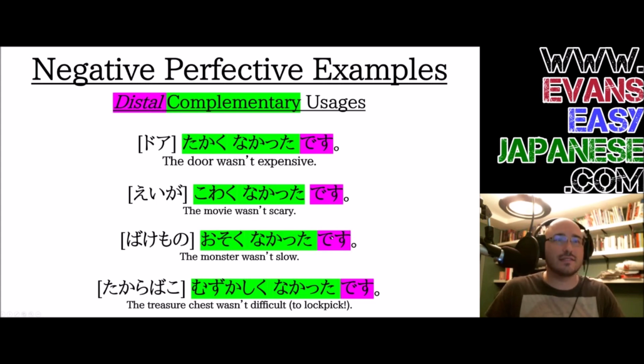Okay, now let's say we're talking about a monster, and your friend's like, which monster did you kill? Osoku nakatta desu. I'm sorry, that's not how this would work. Can you describe the monster? Osoku nakatta desu. Oh yeah, the monster that we saw last night, it wasn't slow. That's how it would work. Excuse me. I'll try to edit that out. So once again, your friend's like, dude, what was the monster like? Bakemono osoku nakatta desu. The monster, it wasn't slow. It was fast. It chased me. I had to run.